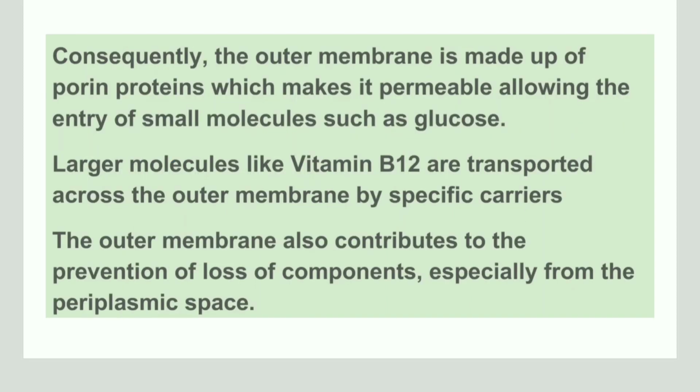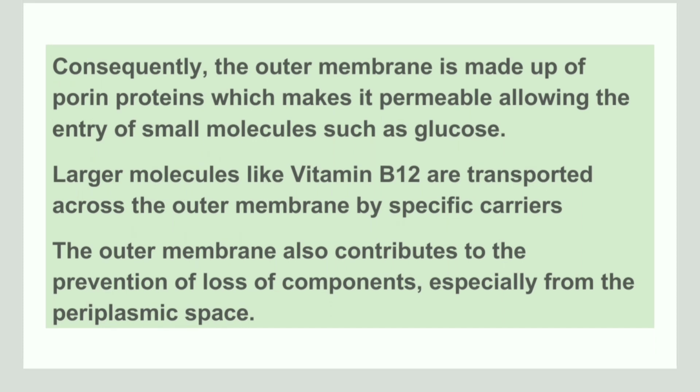The outer membrane has porin proteins, which help in the entry of small molecules like glucose. The larger molecules like vitamin B12 are transported across the outer membrane by specific carriers. The outer membrane also prevents the loss of components, especially from the periplasmic space. In a gram-negative bacteria, the teichoic acids are absent.